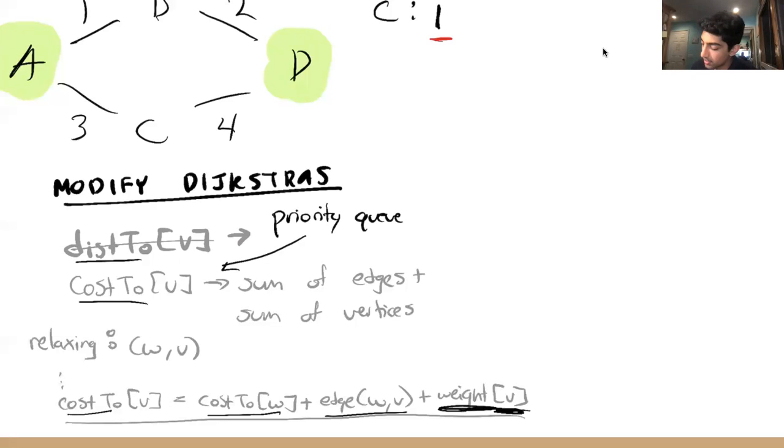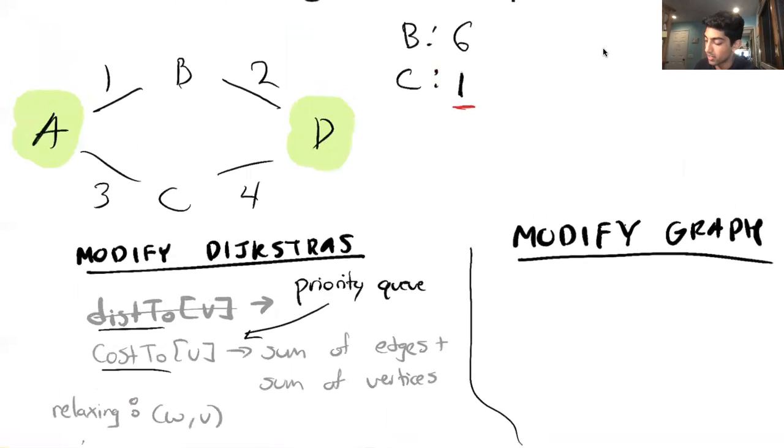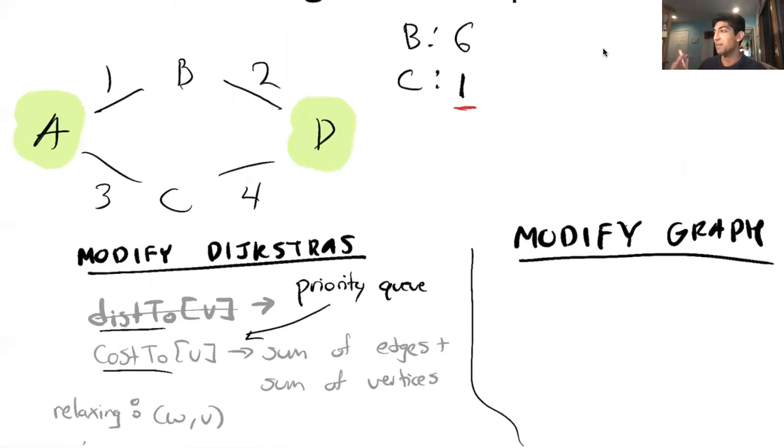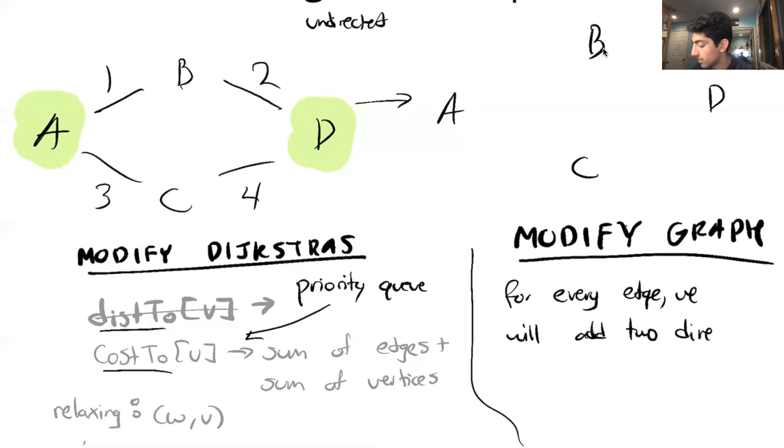Let's go over the next way. The other way of approaching this is by modifying the graph. So let's look at this graph and see how we can modify it. Okay, so this is maybe not an intuitive modification, but I think it's pretty cool. What we're going to do is take this undirected graph and make it directed. Okay, so for every edge, we will add 2 directed edges.